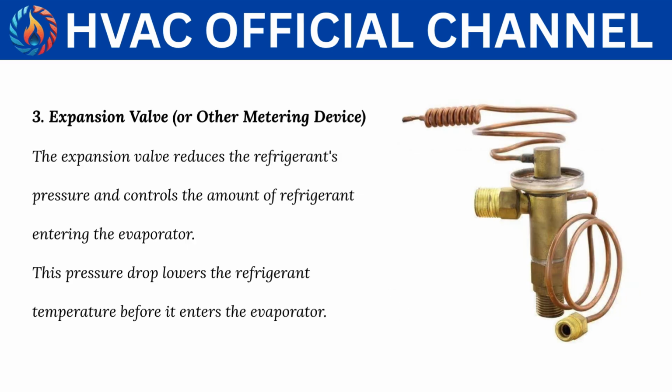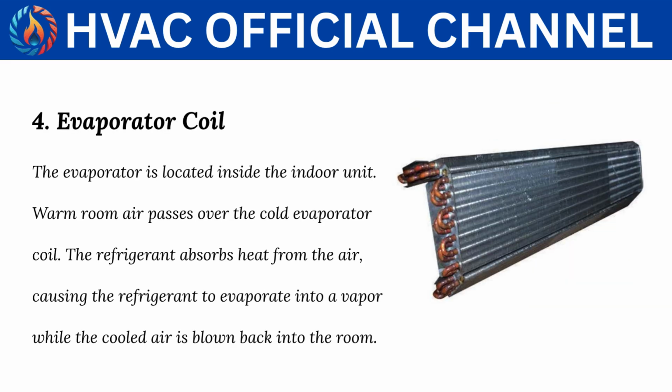3. Expansion valve or other metering device. The expansion valve reduces the refrigerant's pressure and controls the amount of refrigerant entering the evaporator. This pressure drop lowers the refrigerant temperature before it enters the evaporator. 4. Evaporator coil. The evaporator is located inside the indoor unit. Warm room air passes over the cold evaporator coil. The refrigerant absorbs heat from the air, causing the refrigerant to evaporate into a vapor, while the cooled air is blown back into the room.